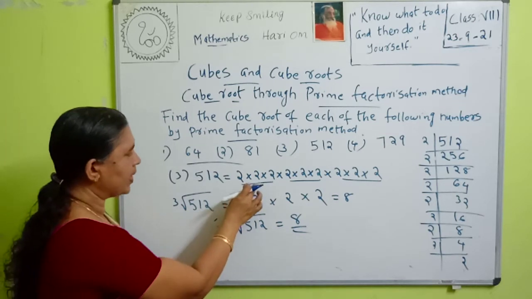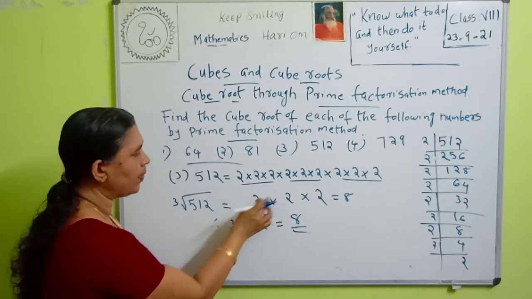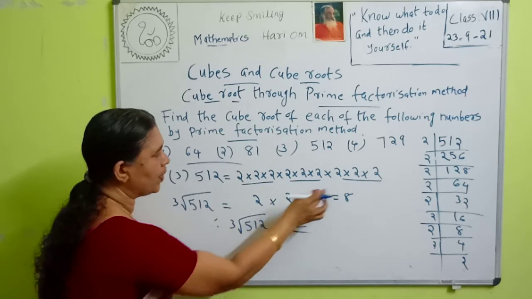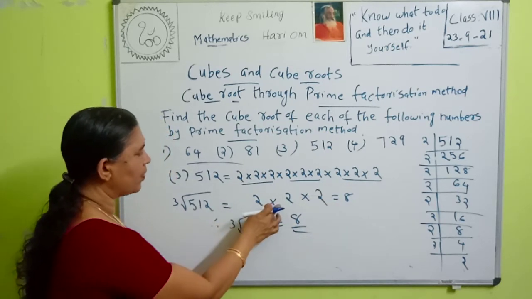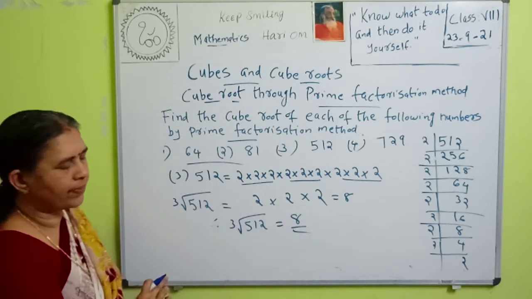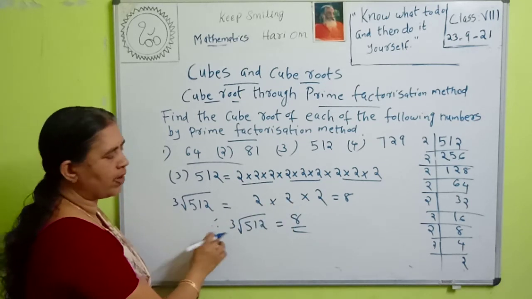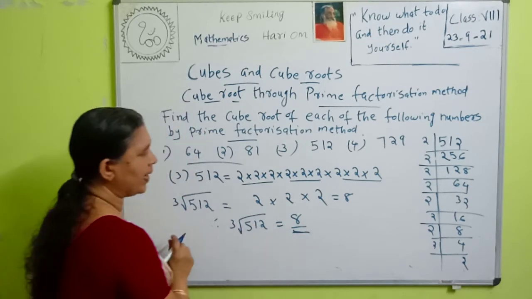Then from this triplet we take 1, 2. From this triplet we take 1, 2. And from this triplet also we take 1, 2. Then 2 into 2 is 4. 4 into 2 is 8. Therefore, what is the cube root of 512? It is equal to 8. Okay.